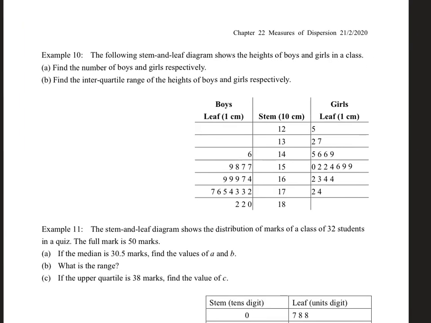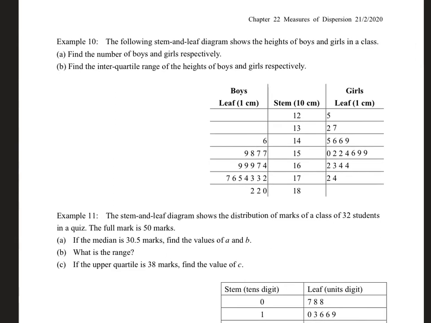Next, we come to a very commonly found question in public exams, which tests you on a special kind of diagram called the stem and leaf diagram. Let's take a minute to revise it very quickly. A stem and leaf diagram includes a stem and leaves. What does that mean? The stem is 10 cm, so here 1, 2 means 120, and 1, 3 is 130, etc.